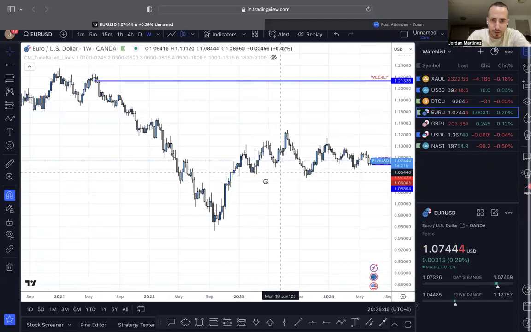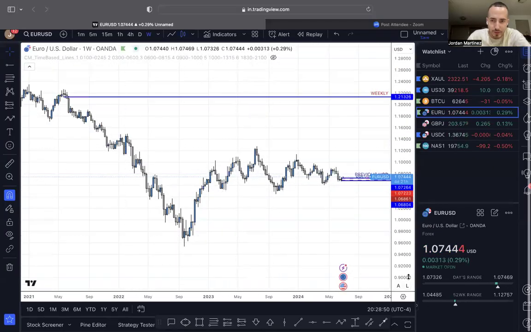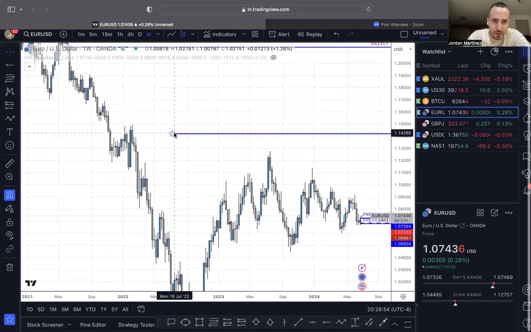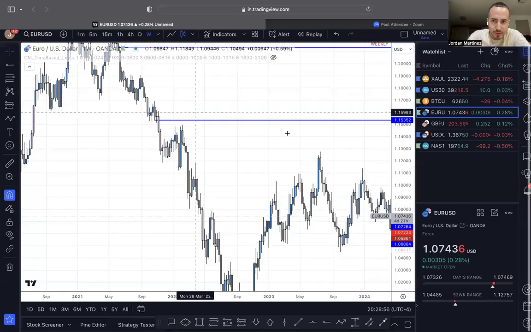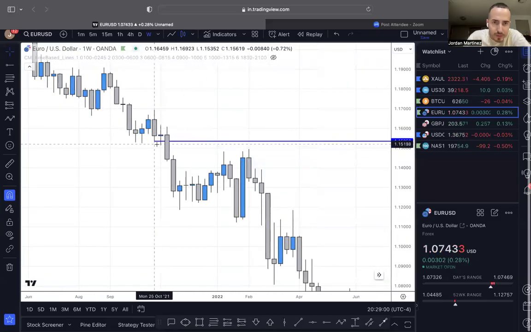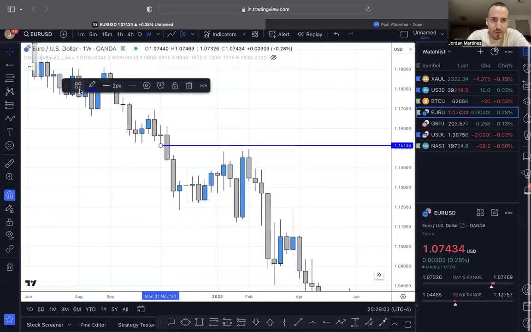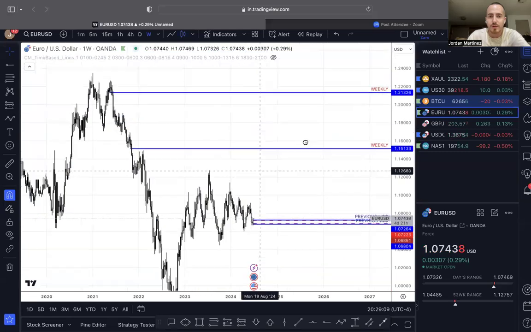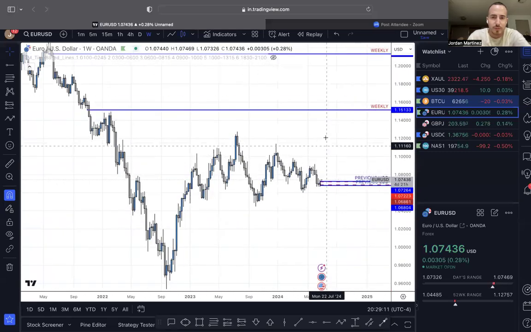Now, check it out. We also have these areas in between, so I'll mark these here. Let me show you guys what would be the next target for price. This area right here. That's going to be the next target for price weekly here, as far as supply goes on the higher time frames. Now let's go to the daily.